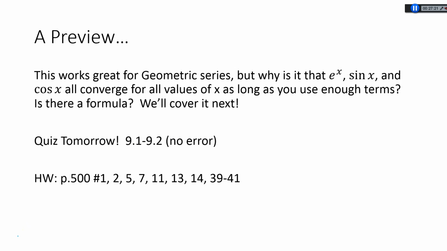So a preview on what's coming. Really, that's all you have to be able to do today. So this works great for geometric series, but once again, the question is, why is it that e to the x, sine x, and cosine x converge for all values of x? Because geometric series only converge for absolute r less than 1. And the question is, is there a formula to calculate error for the other Taylor series? And we'll do that when I get back.